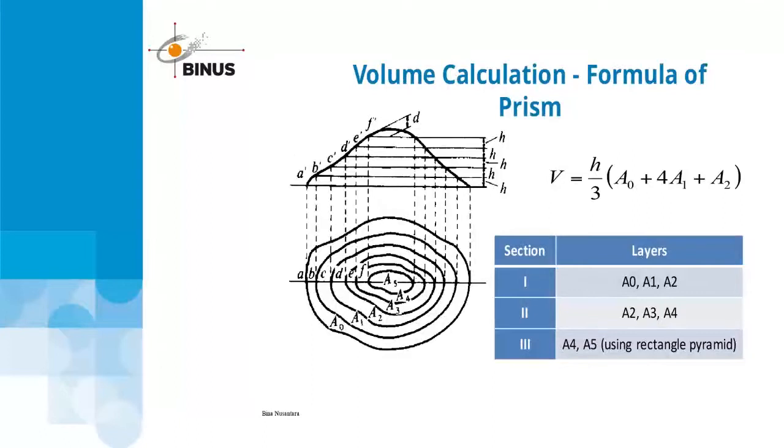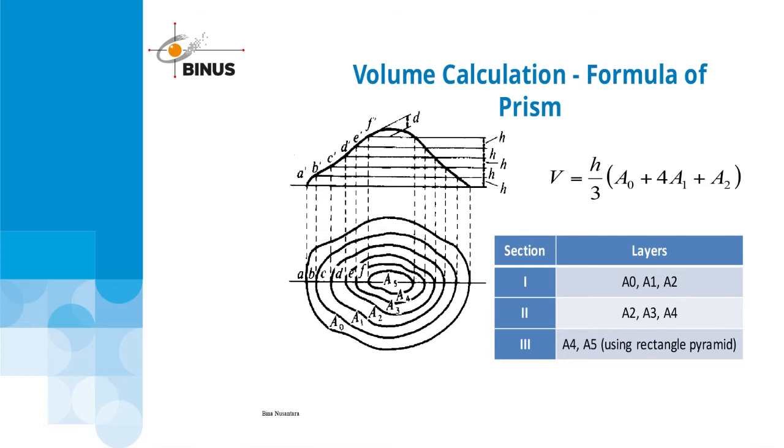Another formula is using the formula of a prism. The difference is that in this formula, 3 layers of contour line need to be known. H is still the vertical distance between each contour line, which is a constant value. So, to use the formula of prism, for this case, there will be 3 sections of volume needed to be calculated.